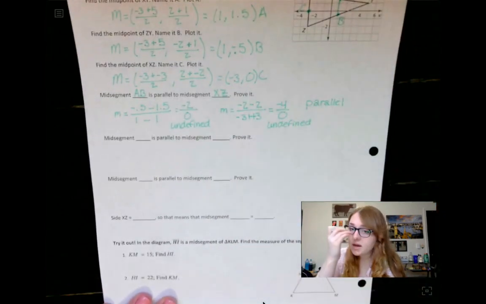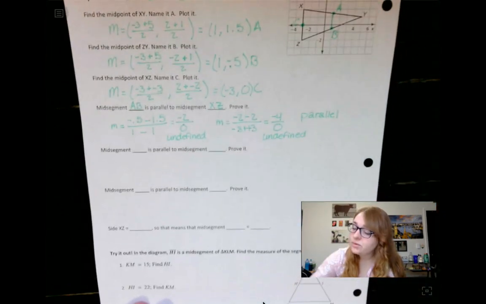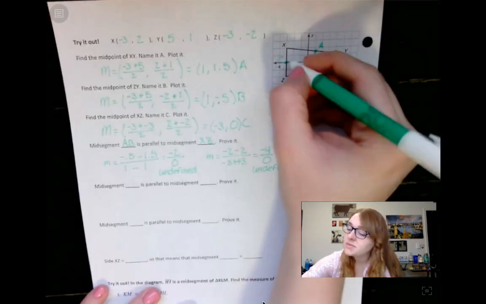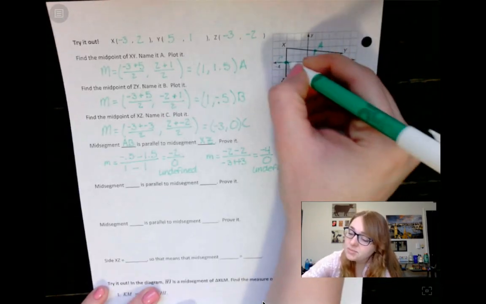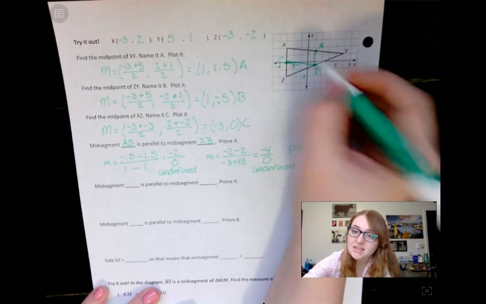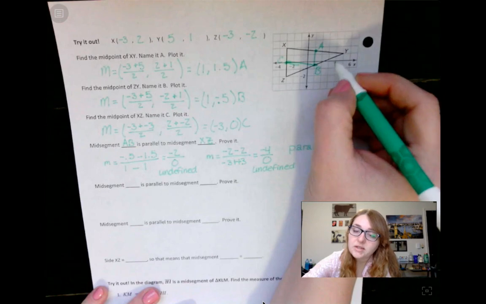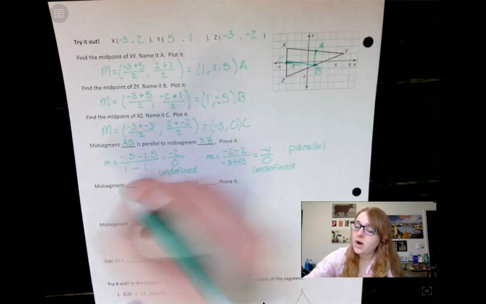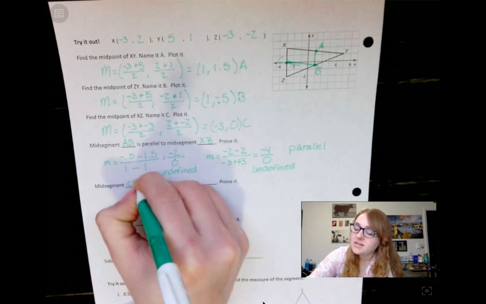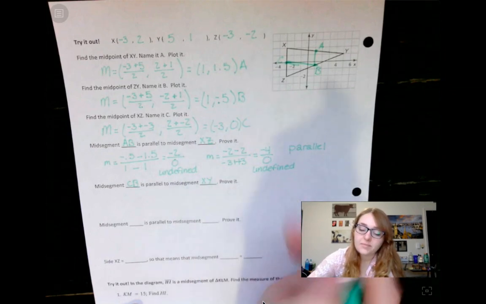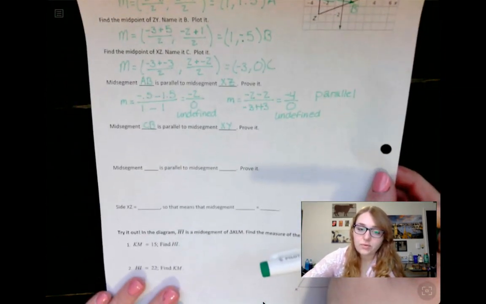So let's do it again. Let's do CB, this bottom section here, C to B. CB is touching XZ and ZY, so the side that it should be parallel to is XY. So we're checking that line CB is parallel to XY. We're going to go ahead and prove that.